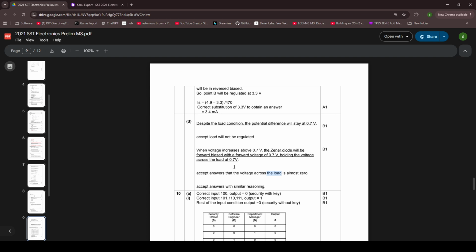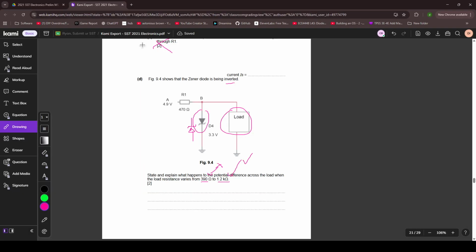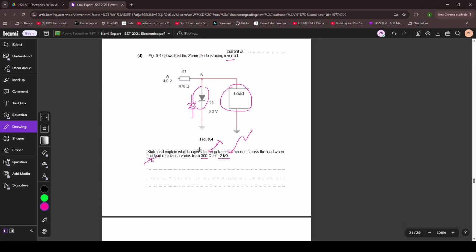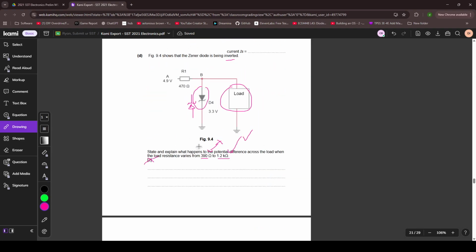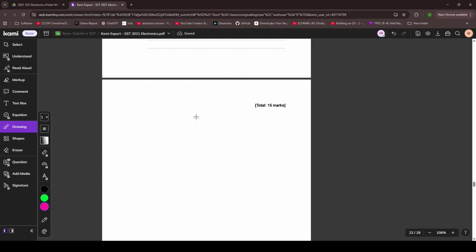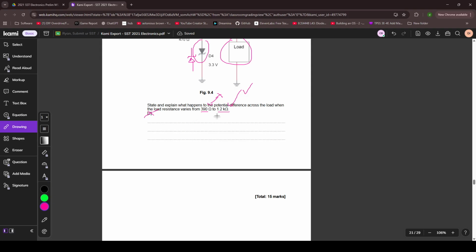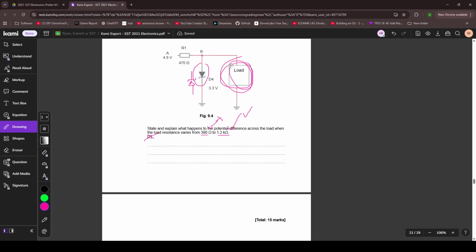That doesn't... I don't know. Yeah, I don't agree with the answer key, I don't know. Yeah. Okay. Alright. Wait, let me read the question again. Explain what happens to the PD across the load. The load.